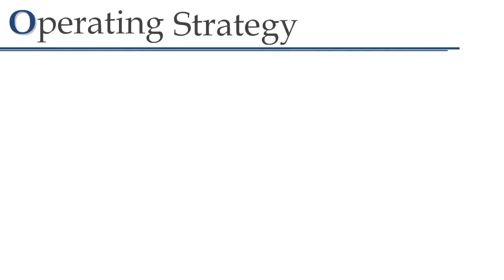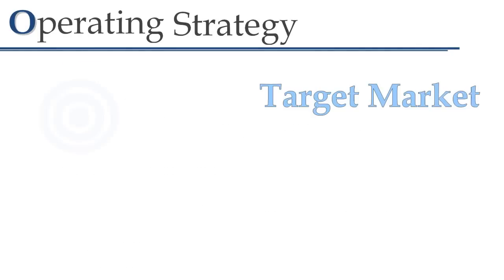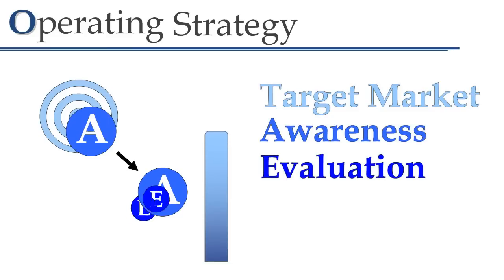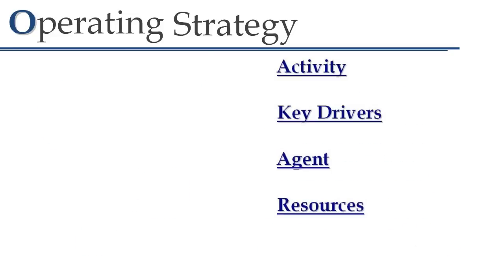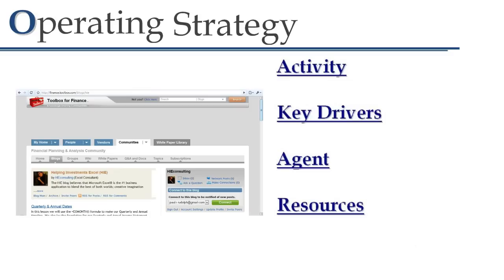Remember the 4 steps in the business strategy process to provide value to your target market: awareness, evaluation, fulfillment, relationship. We need to apply the operating strategy framework to every critical success process in each of these. For instance, my business, HIE Consulting, produces web-based videos and blogs about properly applying Microsoft Excel to various business applications. Utilizing social networking, we can make potential customers aware of our Microsoft Excel consulting services. Therefore, we classify blog development as an activity.